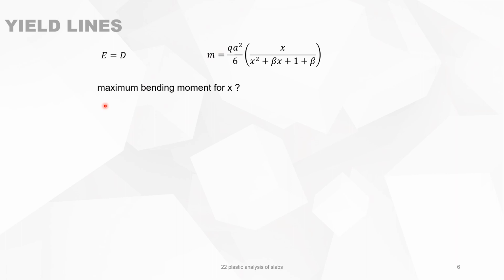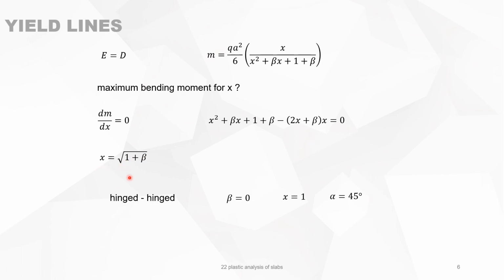Now, for the maximum bending moment for x: this is the bending moment, and you have two parameters in it. We will optimize this. We will maximize this bending moment, because that's what we are interested in. We are interested in the maximum bending moment. So we take the first derivative and make it equal to 0, and this will be the case for x equal to the square root of 1 plus beta. Now just remember, that's the tangent of the angle.